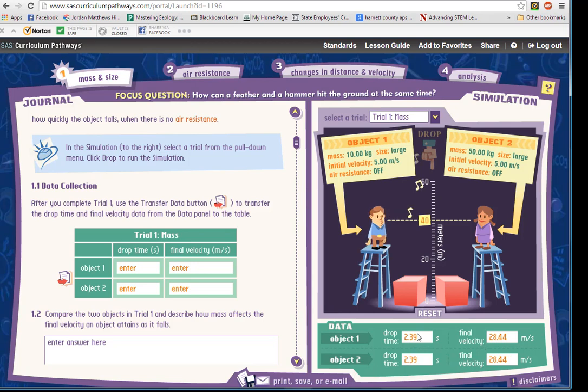One thing to note is that you can transfer the data collected on the right-hand side by clicking the Transfer Data button, and you don't have to type all that in. It just automatically dumps it in, and then you can answer questions.